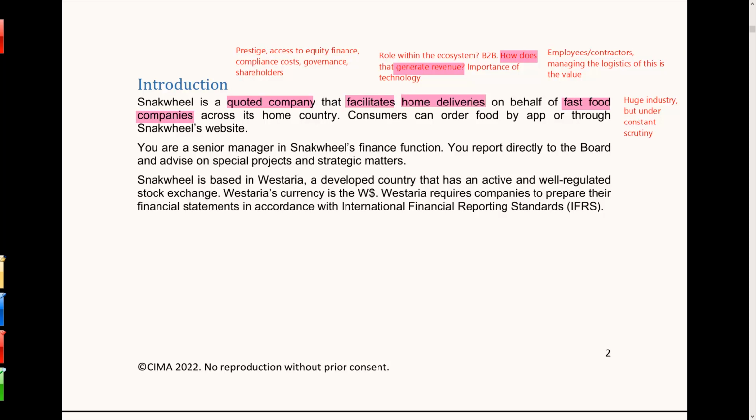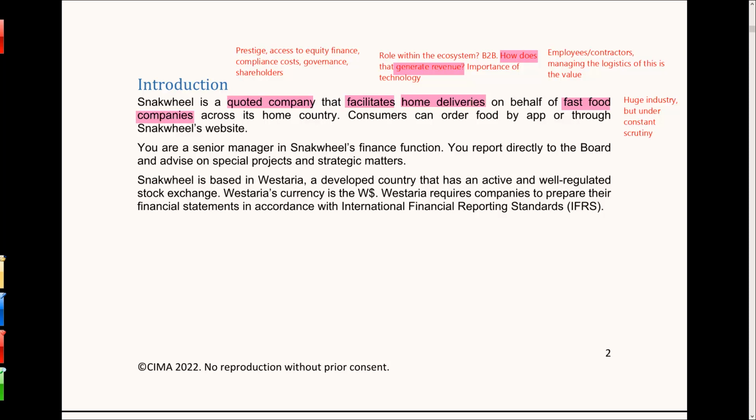So if we're thinking here broader about understanding the environment and a PESTEL analysis, under the P for political, we would certainly pop in something like the possibility of political or legislative acts that limit or restrict the consumption of fast food, and that would of course have a direct impact on a company like Snakwheel. Snakwheel. I'm probably going to say Snakwheel again by accident.